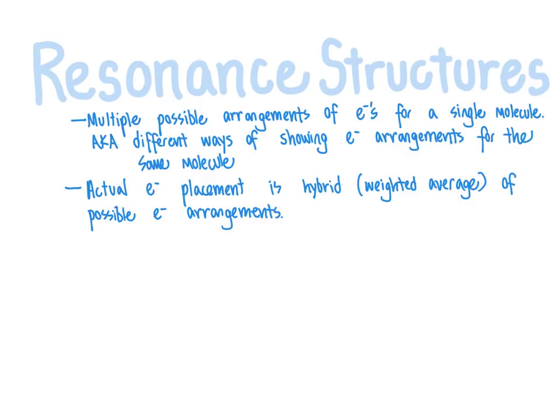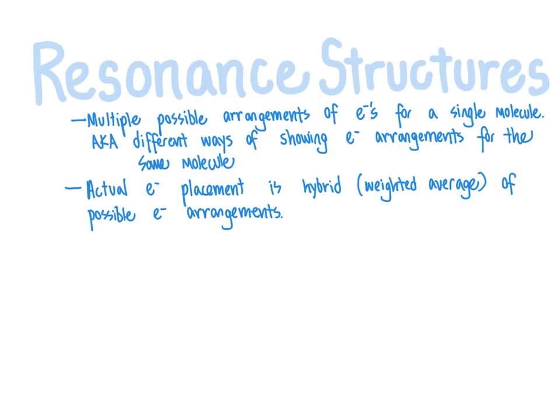When we think about that actual electron placement being a hybrid or an average of the possible places that electrons could be on the molecule, keep in mind that the individual electron arrangements that we can draw out on paper are not the actual case that exists in real life. Instead, the actual structure is an average of those possibilities. It's not like the molecule is rapidly switching from one electron configuration to another. Instead, it's a hybrid that has some characteristics of each of the different structures that we could draw.